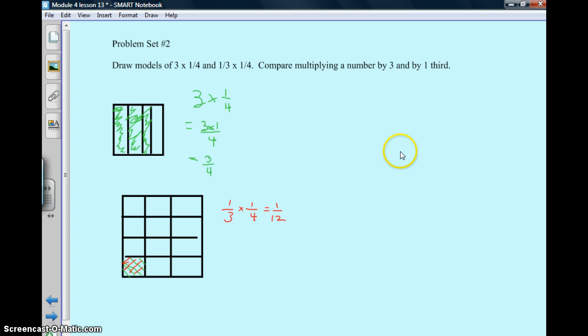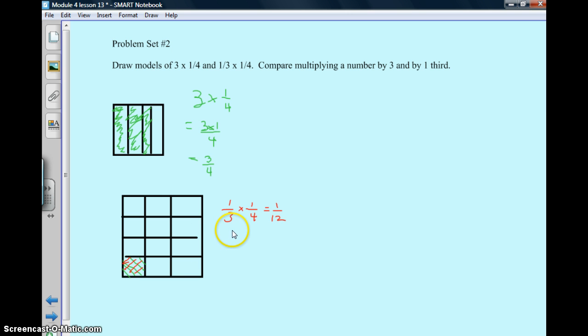Okay, this is actually one of your problem set problems. It's number 2, and it says draw models of 3 times 1/4 and 1/3 times 1/4 and compare multiplying by 3 and by 1/3. So here I'm multiplying by 3. So I cut the square into fourths. I have 3 of them. So 3 times 1/4 is 3/4, and there you have it.